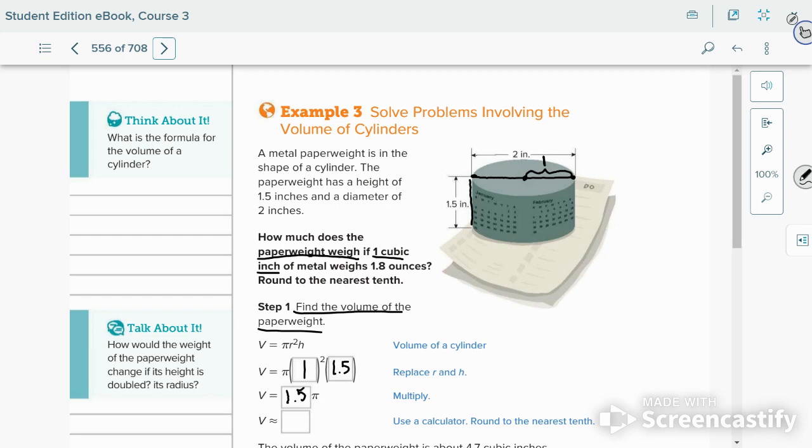And then when we multiply that, we get 1.5 pi. When we multiply that by pi, we get a big long decimal, but it says round to the nearest tenth, so we'll round it to 4.7. All right, so then where do we go from there? What's step 2?